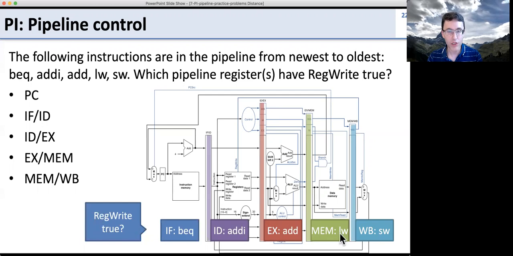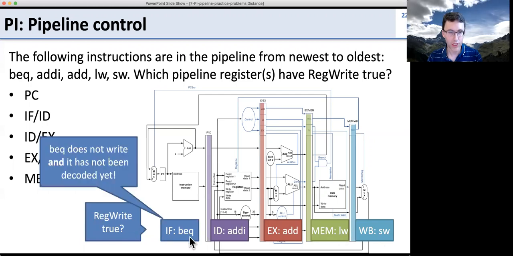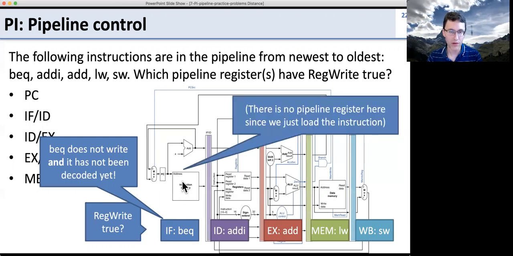Okay, so is reg write true for these? Well, here's branch equal. Branch equal does not write to the register file. It doesn't store anything back. It's a branch. Plus, it hasn't been decoded yet, so we haven't even found out what the instruction is. So not only does this not write back, but it hasn't been decoded yet, so we can't set reg write. There's no pipeline register here because we haven't decoded it, so that's not true.